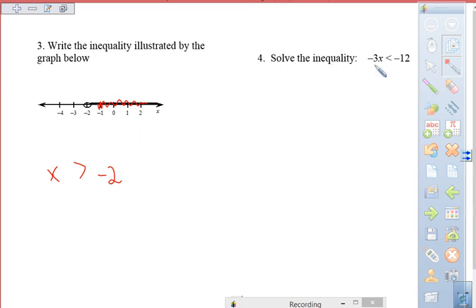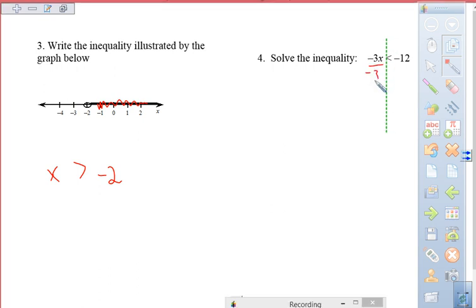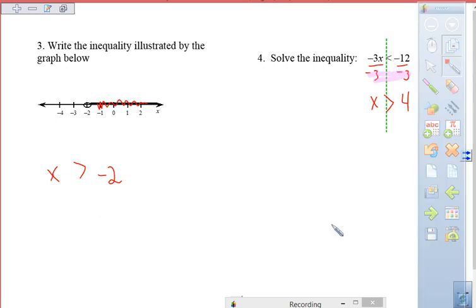Number 4, solve the inequality. So remember, we are envisioning a line going through our inequality that represents our equal sign. So we want to get x by itself. So we divide by -3. So we get x compared to +4. Remember, when you multiply or divide by a negative, you have to flip your sign. So our less than symbol becomes a greater than symbol.